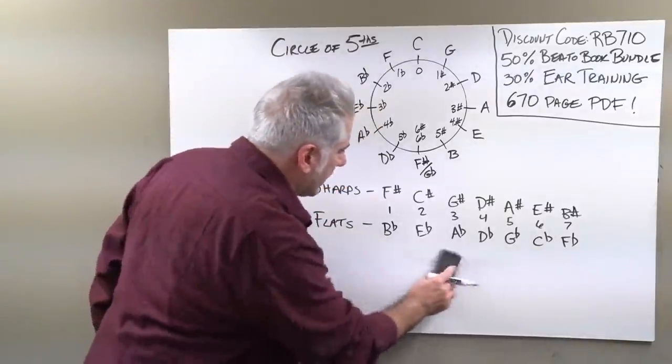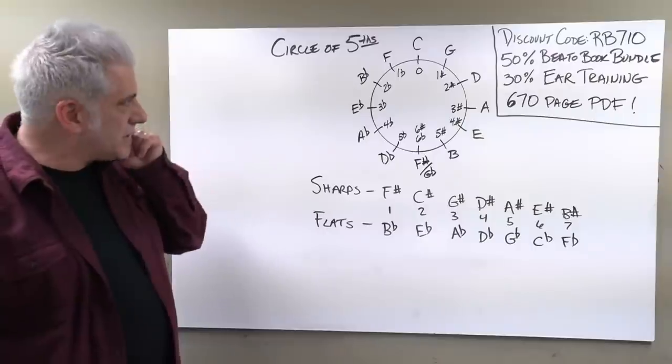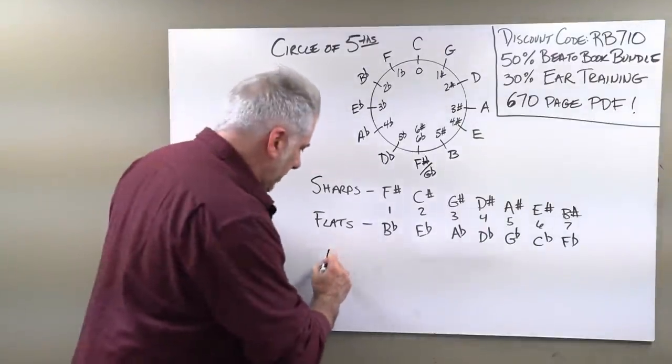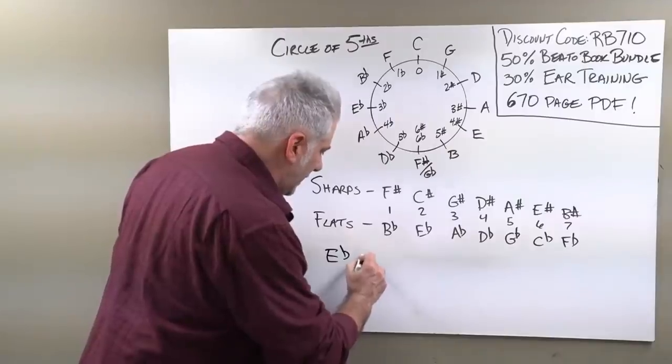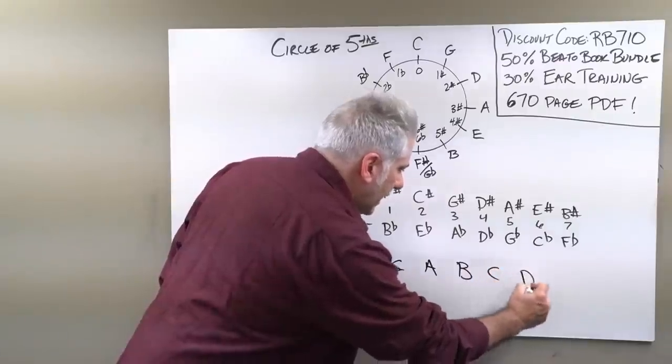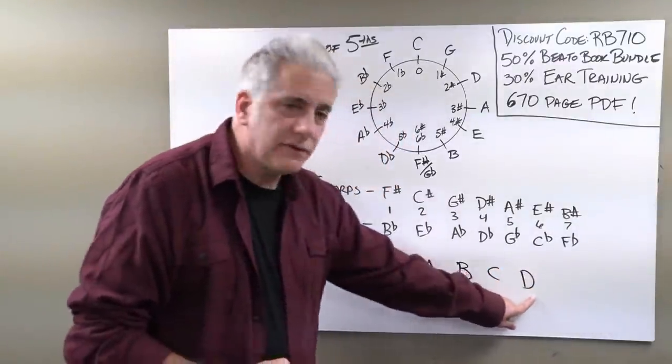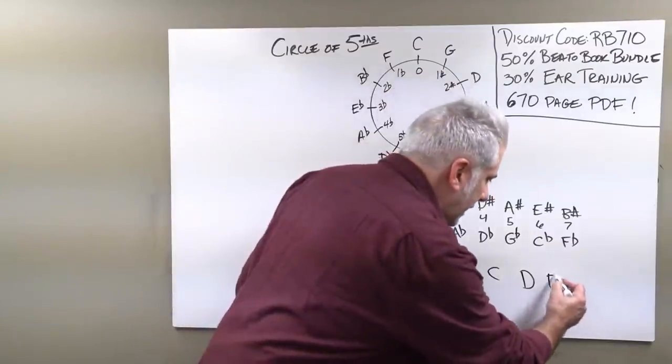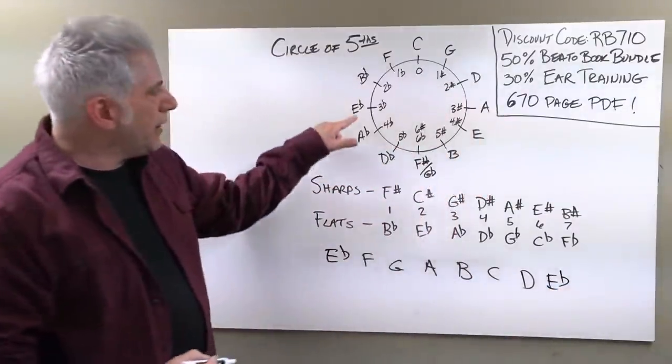Let's say I take E flat major. So I'm going to put E flat, since we know that's flat, then F, G, A, B, C, D. I wrote out the letter names from E to D, right? It goes back to E here, E flat.